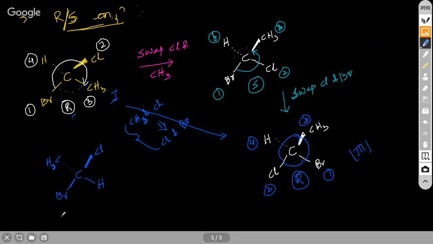The only condition for the least priority group is that it must be into the plane of the paper. That is it. That's the only thing you have to keep in mind. Odd number of swaps, configuration changes. Even number, configuration won't change.